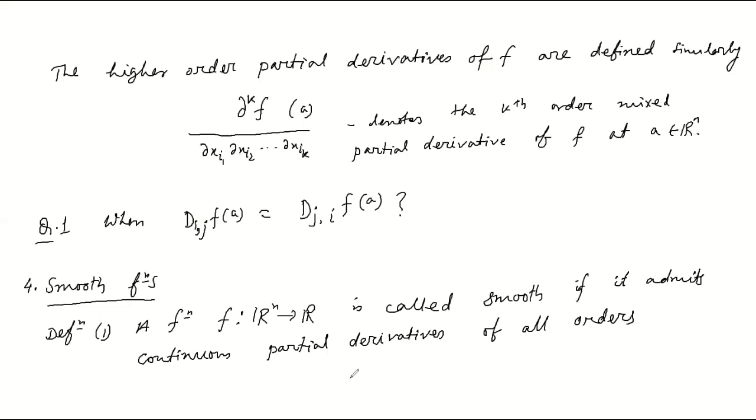For example, f of x comma y equal to a constant function, or you may take the polynomial function x squared plus y squared. This is smooth. Okay, so now definition 2.